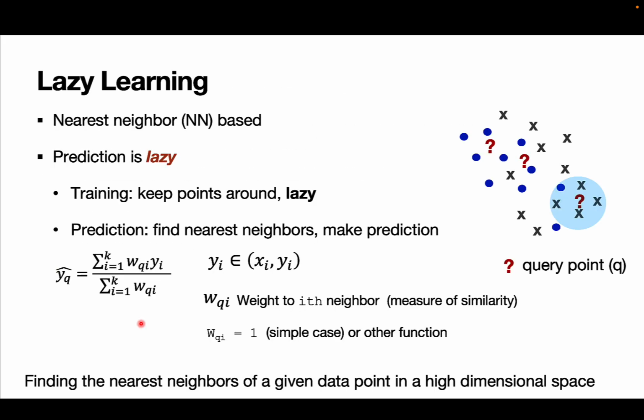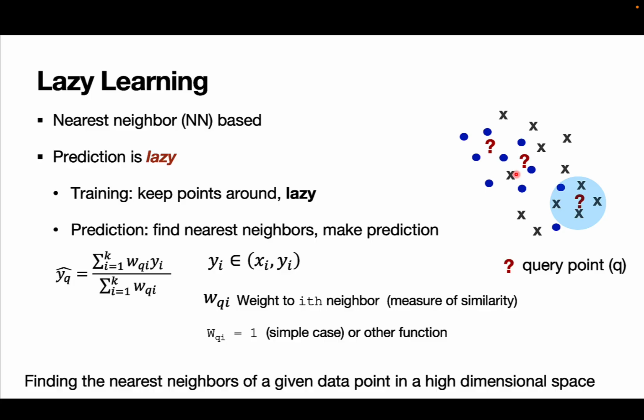In the k-nearest neighbor, we are trying to classify a query point based on the neighborhood around it. And in this illustration, we have a data set with two classes. Let's say the circles are the plus and the x's are the minus. The question marks are the query points.